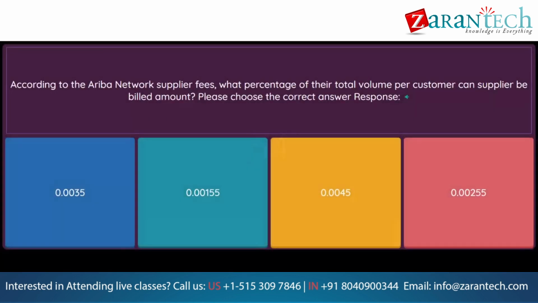Question: according to the Ariba network supplier fees, what percentage of their total volume per customer can a supplier be billed? Please choose the correct answer. Response: Option 1: 0.0035. Option 2: 0.00155. Option 3: 0.0045. Option 4: 0.00255.